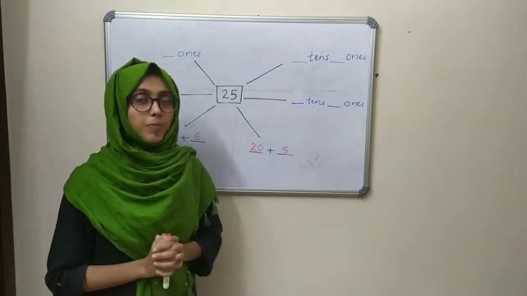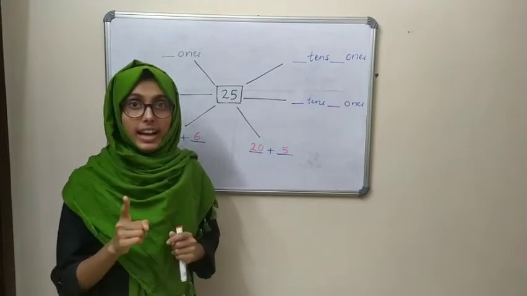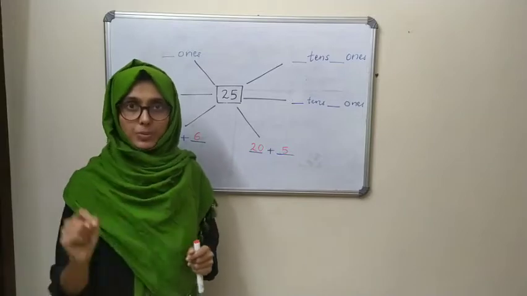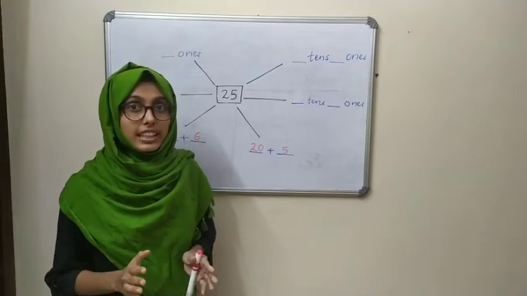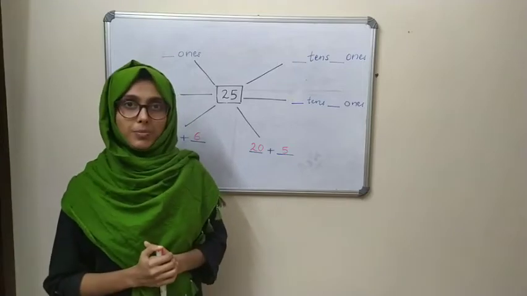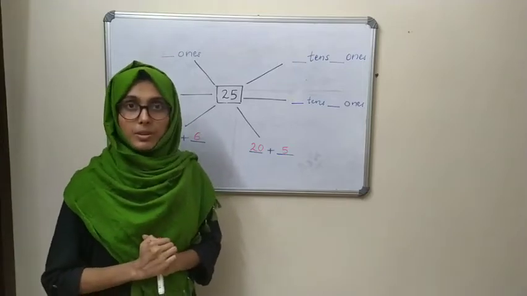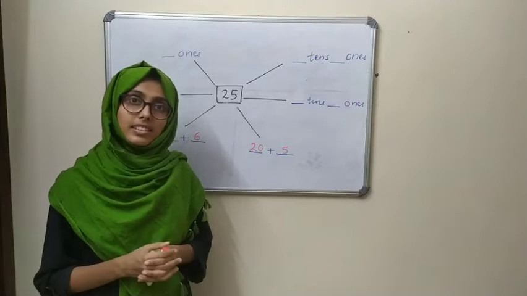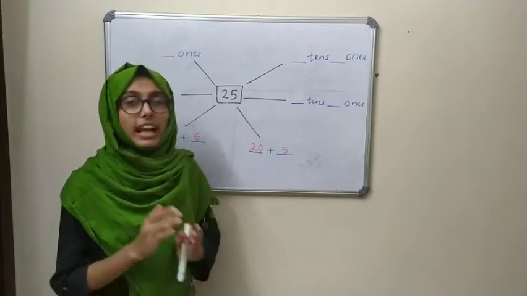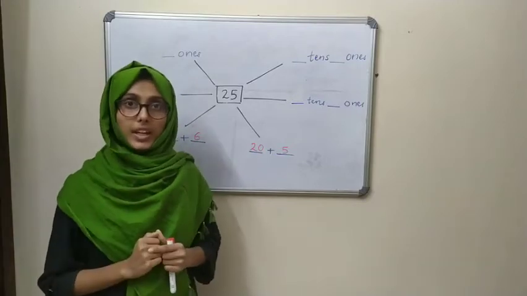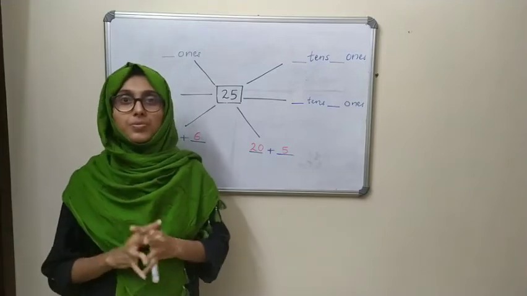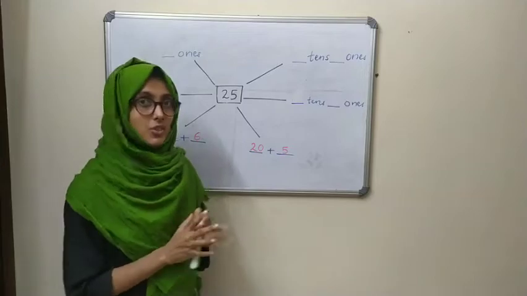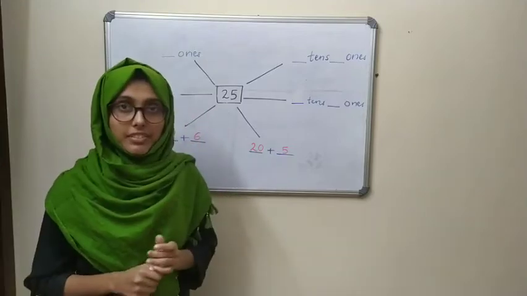Now suppose you have one 10 rupee note and 15 1 rupee coins. Then how much will that be? 1 10 rupee note and 15 1 rupee coins. That means 10 plus 15, 25. So again you will get 25, isn't it?